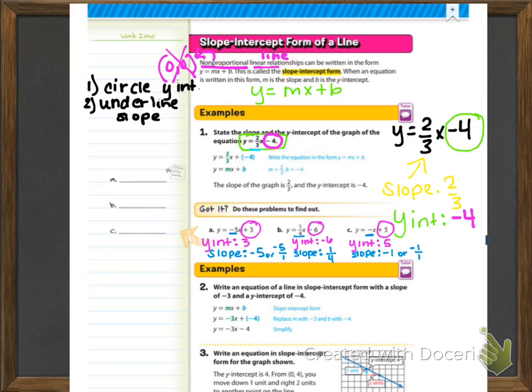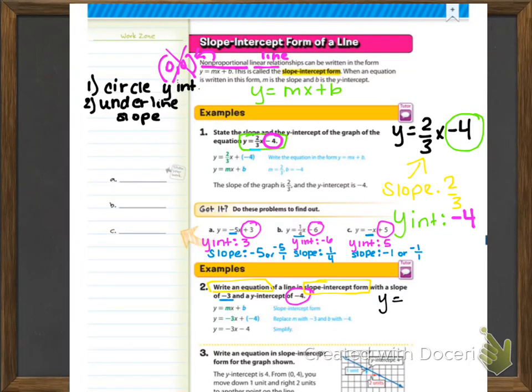Example 2 says to write an equation of a line in slope-intercept form with a slope of -3. So I'm going to go ahead and underline my slope of -3, and it says a y-intercept of -4. So I'm sticking with those same colors. As soon as you see write an equation, put a box around that, and slope-intercept form, put a box around that. As soon as you see that, off to the side, I want you to write that skeleton formula.